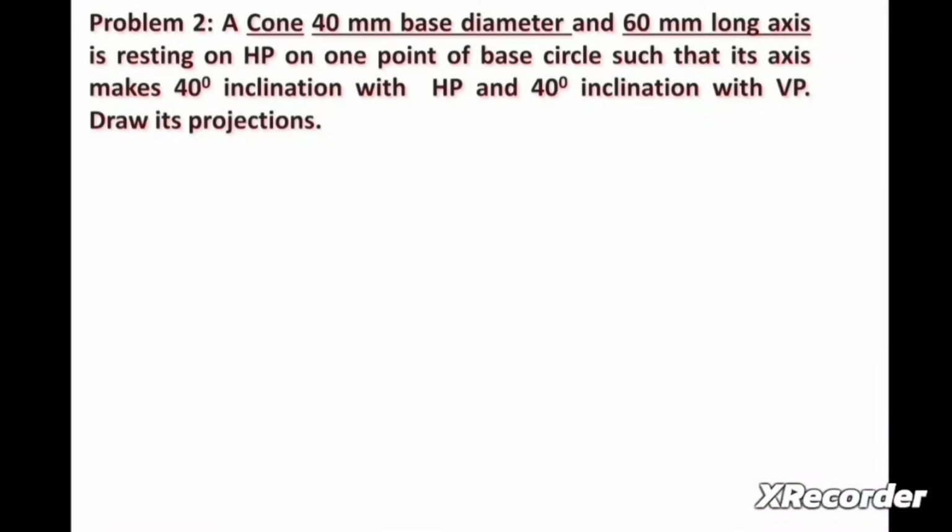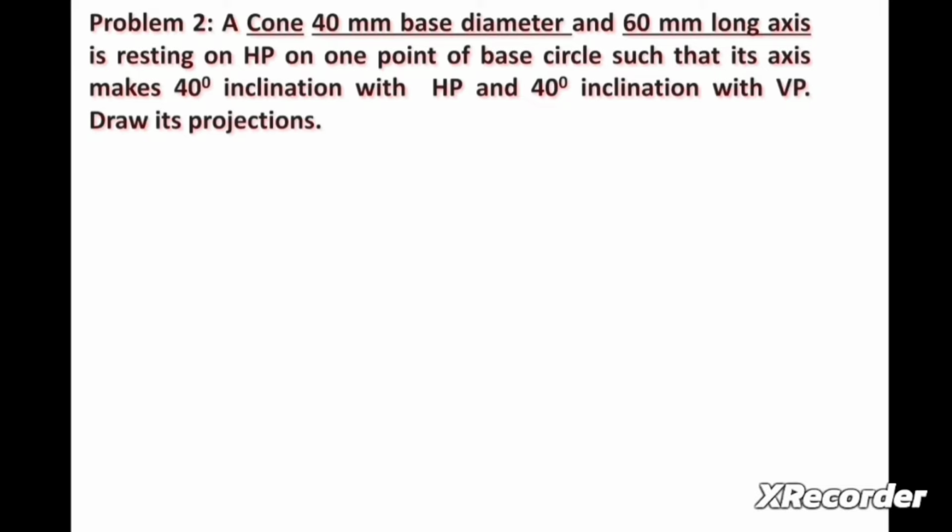In the problem statement, it is written that a cone with a 40 mm base diameter and 60 mm long axis is resting on the horizontal plane on one point of the base circle, such that its axis makes a 40-degree inclination with the horizontal plane and a 40-degree inclination with the vertical plane. Draw its projections. Base diameter is given 40 mm, axis height is given 60 mm, and inclination with the horizontal and vertical planes is given as 40 degrees.